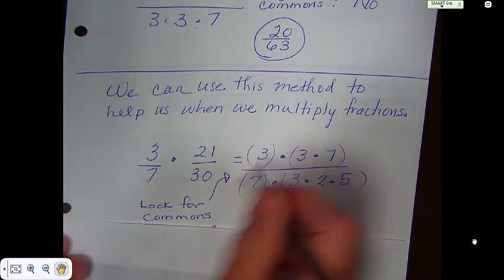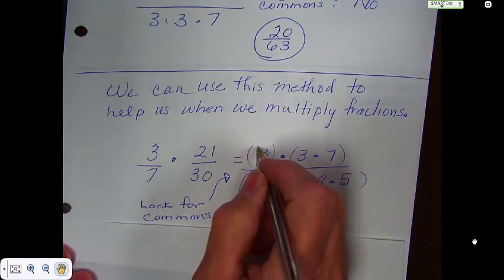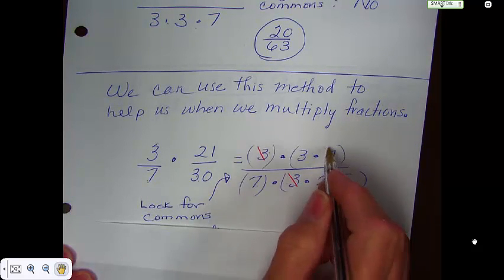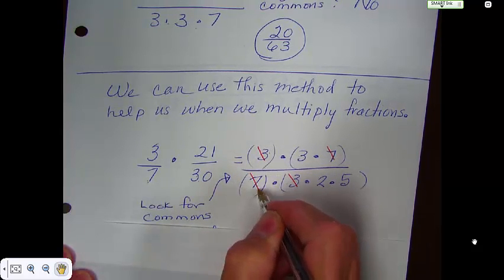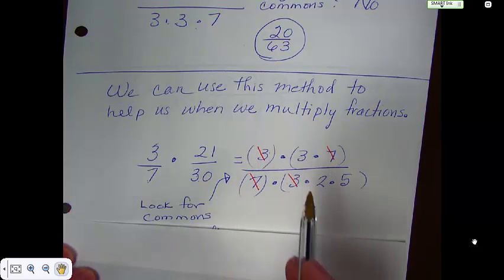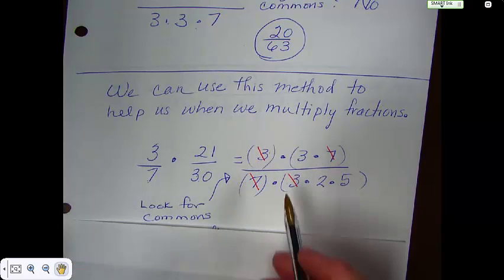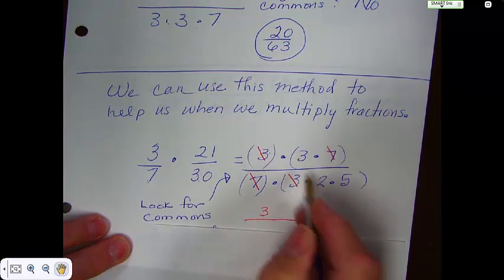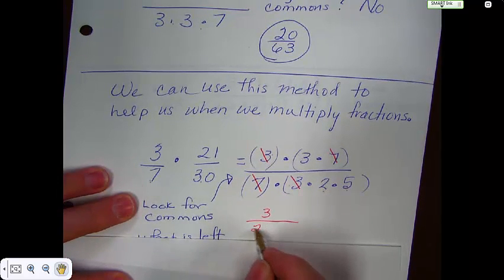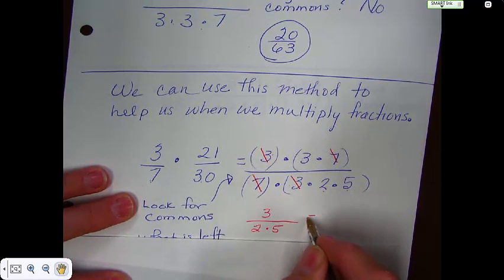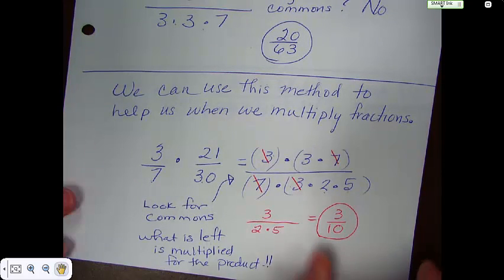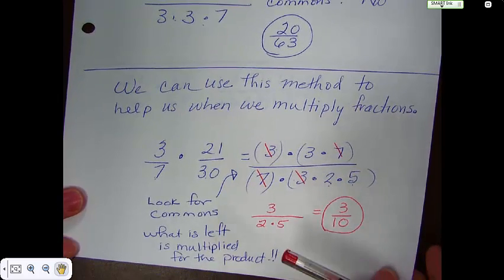We've got a 3 on the top here, and we got a 3 on the bottom. 3 on the top, no more 3s. Got a 7 on the top and a 7 on the bottom. Is there anything else common between the two? Doesn't look like it, so we have 3 on the top over 2 times 5 on the bottom. So we end up with 3 over 2 times 5, which is 10. That's our reduced, and it's multiplied. Really kind of cool. Works really well, and it's pretty fast.